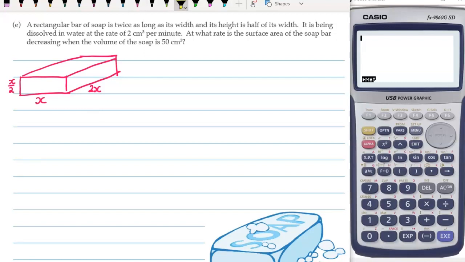Now we're told that it's being dissolved at a rate of 2 centimeters cubed per minute, so we're going to need to think about volume. So the volume is changing at a rate of -2 centimeters cubed per minute. What we want to work out is the rate at which the surface area of the bar of soap is decreasing. So if we write down the thing we want to work out, this would be the area over time.